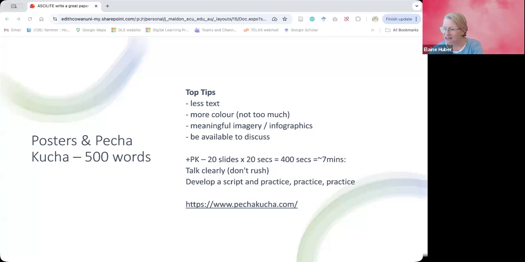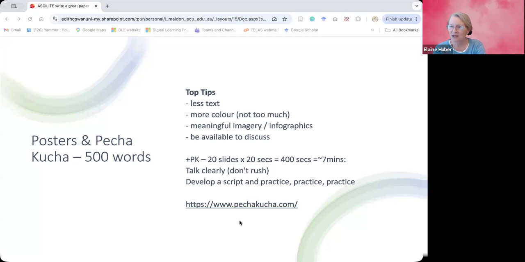Do you have to be attending a conference to submit a Pechakucha or a poster? Yes, 100%. You need to be in the room and actually speak to your Pechakucha, because that will be a parallel session on Pechakuchas, with a whole bunch of people all lined up ready to go.